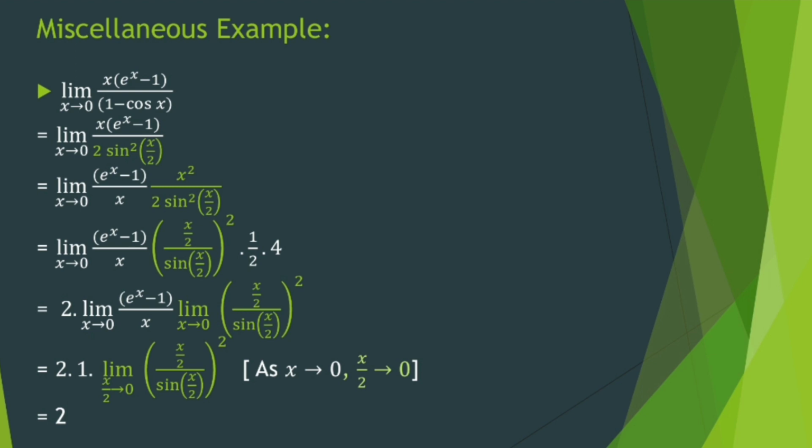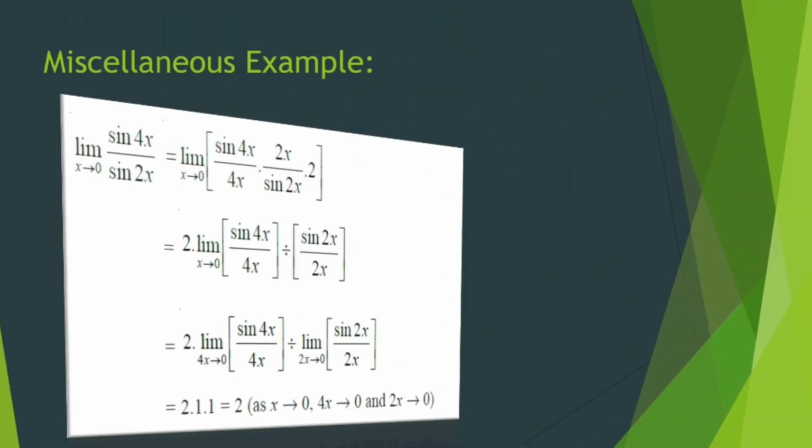Now using the properties of limits we get 2 into limit x tends to 0 (e to the power x minus 1) by x into limit x tends to 0 (x by 2 by sin x by 2) whole square. Now for the first limit it is 1, so we get 2 into 1, and for the second limit, as x tends to 0, x by 2 also tends to 0, so we get limit x by 2 tends to 0 (x by 2 divided by sin x by 2) whole square. So we get 2 into 1 into 1 equal to 2.